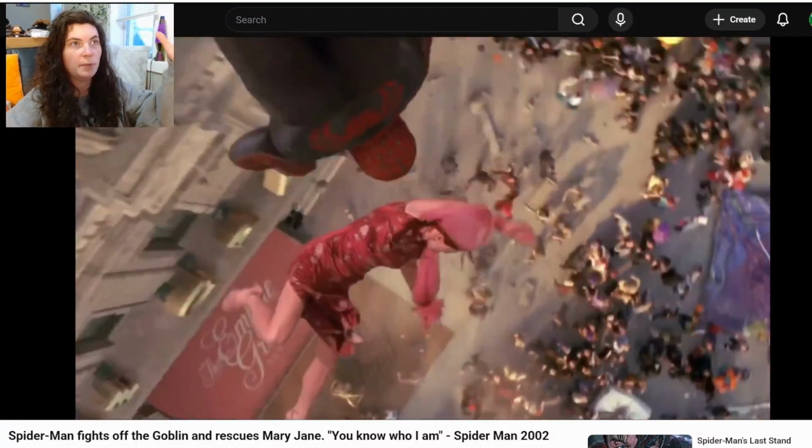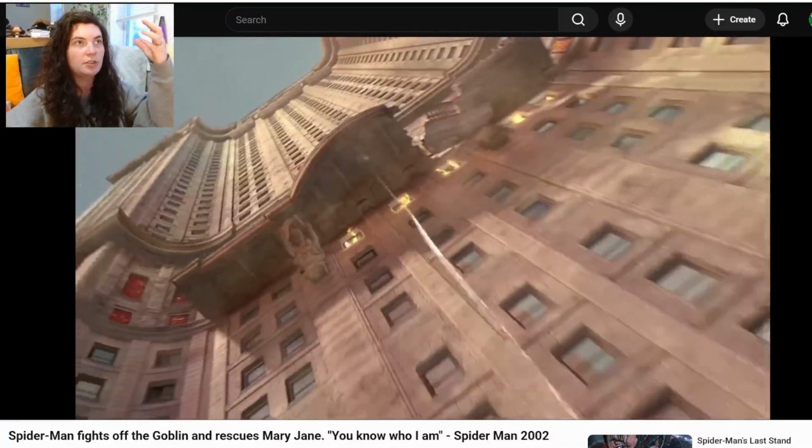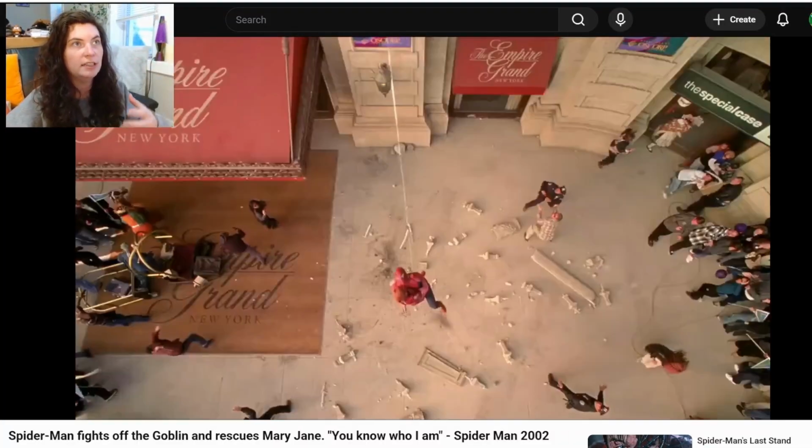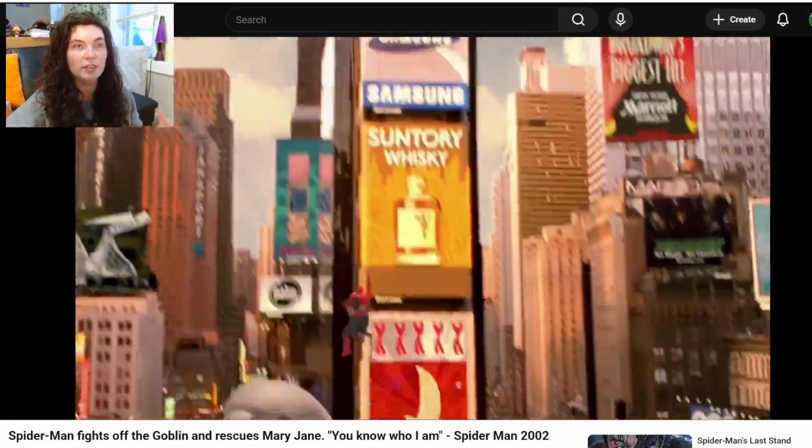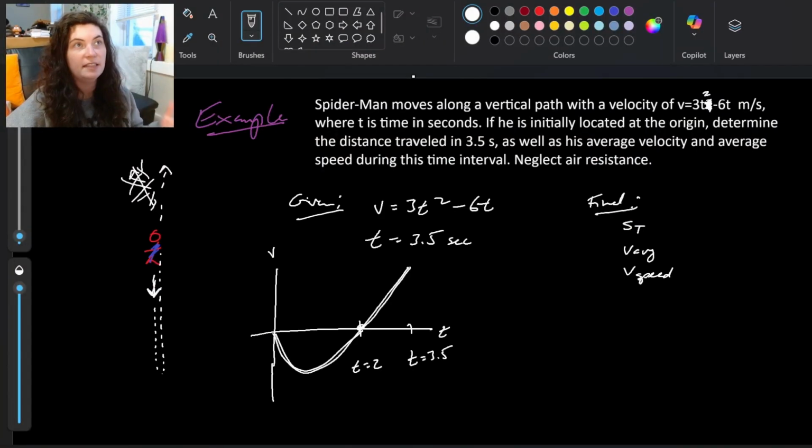There's Spider-Man. We can see Spider-Man goes down. His velocity equation of representation. He's grabbing Mary Jane. He comes back up with her. That's the actual path traveled by Spider-Man in this problem. Right? So he comes down, catches Mary Jane, comes back up.